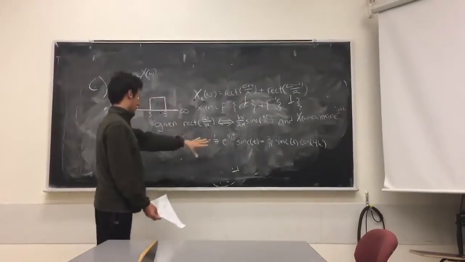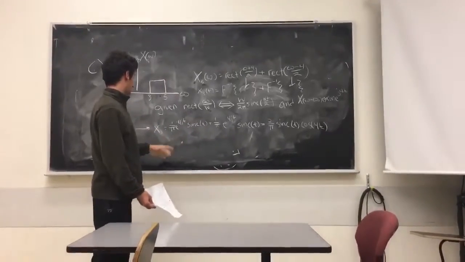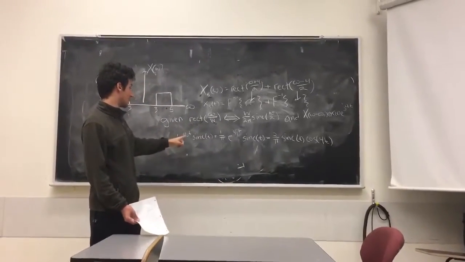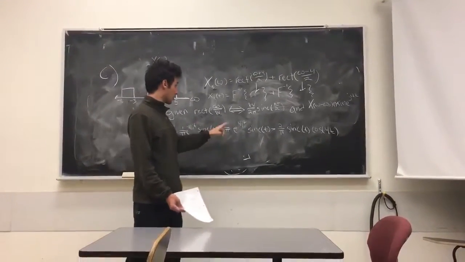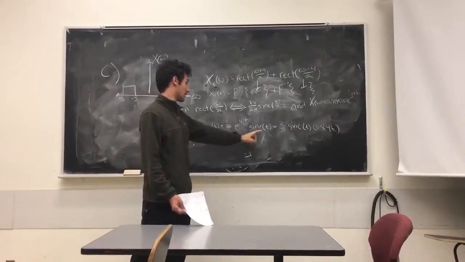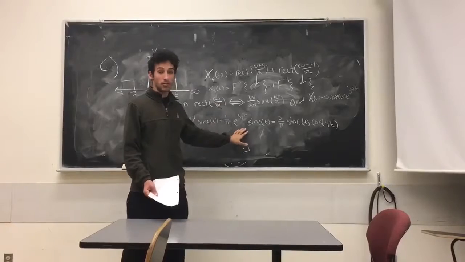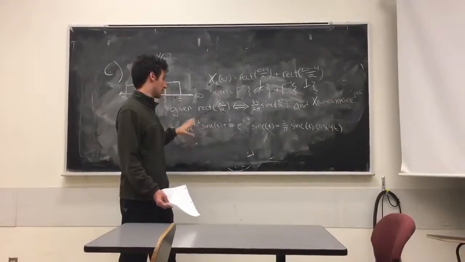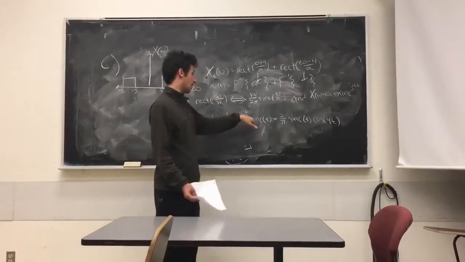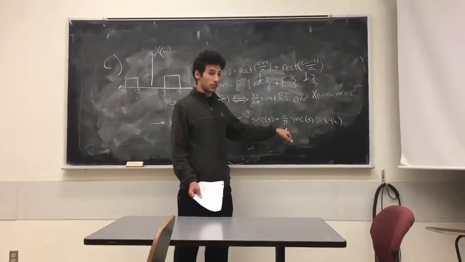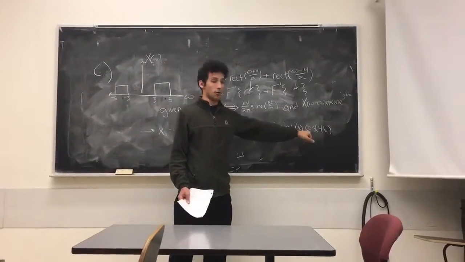Okay, so putting those two things together, we get that x3 is equal to 1 over pi e to the -4jt sinc t plus 1 over pi e to the 4jt sinc t. And we're noticing once again that these two terms are complex conjugates, so we can represent them by doubling and multiplying by cosine of this angle, which gives us a final answer of 2 over pi sinc t cos 4t.